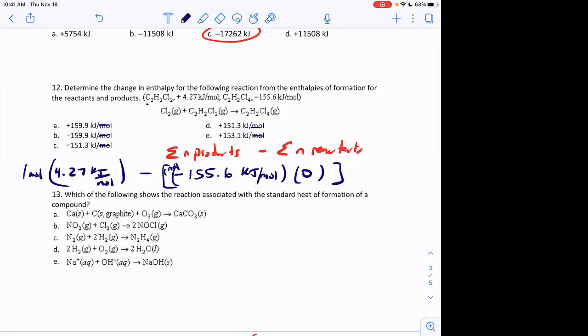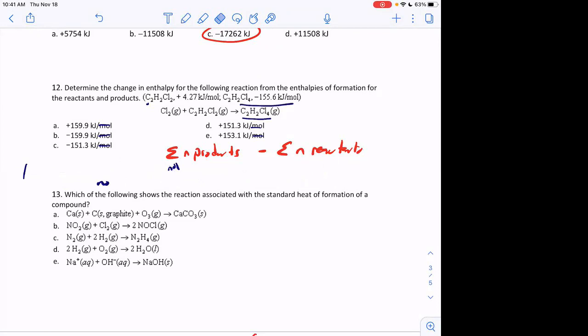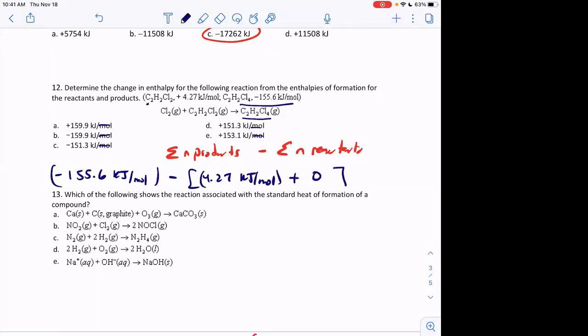So close. I missed that. So it's C2H2Cl4. That's, yeah, it's negative. Okay. Yeah, that one's first. And that's it. So we should get what, like 159 negative.